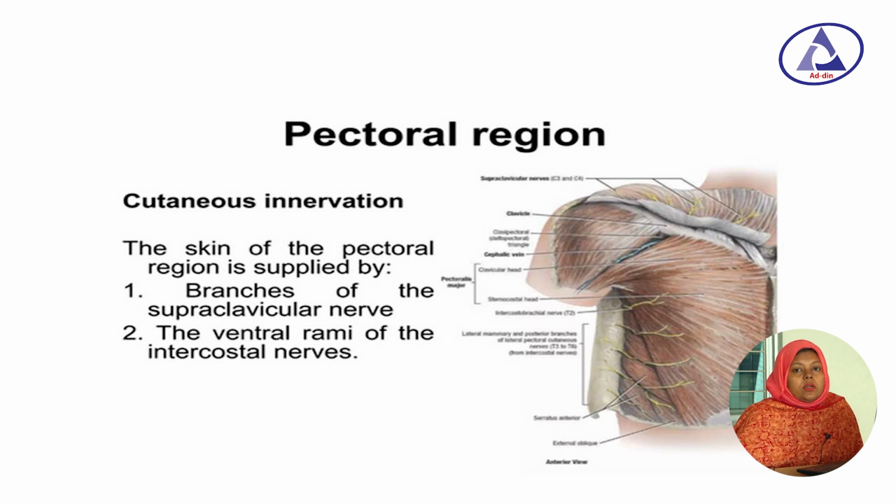Now we come to the mammary gland. It is an important gland in our body. It is a glandular structure, the mammary gland, which lies in the pectoral region. The pectoral region also contains fat, which is continuous with the muscle.